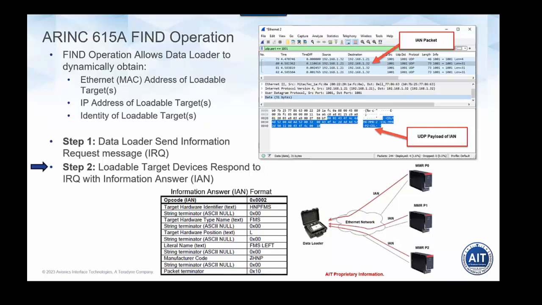And then it gives its literal name. This is usually a well-known name, a name that if you display it in the data loader, a mechanic knows what that means. For instance, FMS left. And then there's usually a manufacturer's code, which tells who the manufacturer is. That's a 3-letter designation that ARINC disseminates and assigns to avionics manufacturers. So this is how a find works. Pretty simple. It allows the data loader to find who's there on the network and information like that shown in the table below about the avionics system.